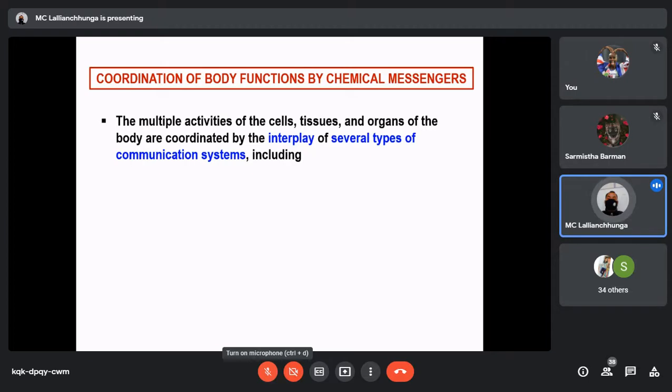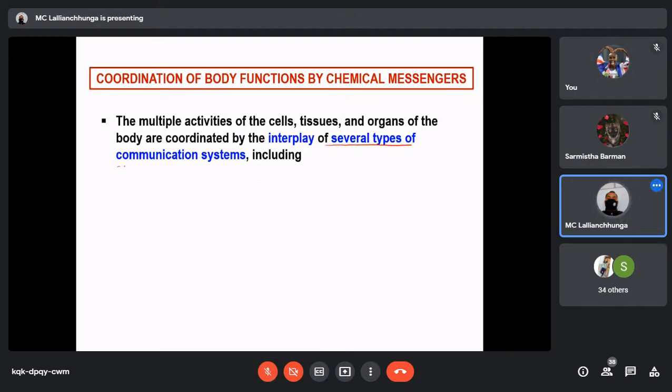Okay, I'll repeat. The multiple activities of the cells, tissues, and organs of the body are coordinated by the interplay of several types of communication system. Multiple activities of cells are there. In a cell, there are so many functions performed by a cell, even the tissue or organ. All those have to be coordinated. They have to be working together. So this is possible by the interplay of several types of communication system.